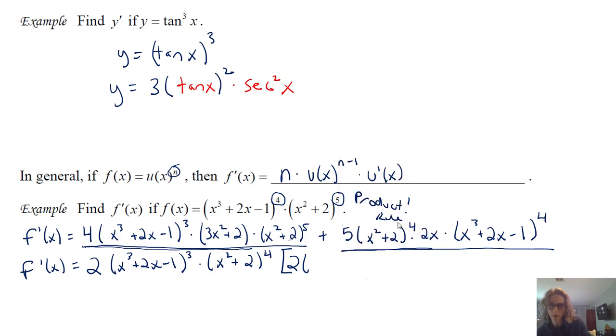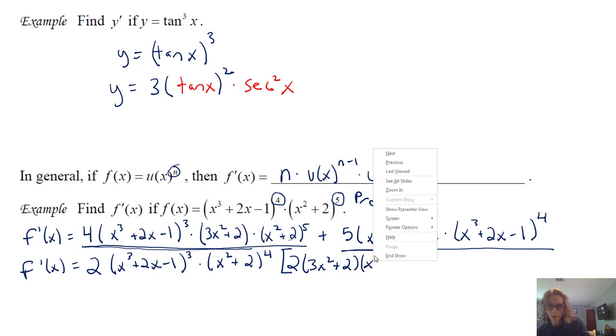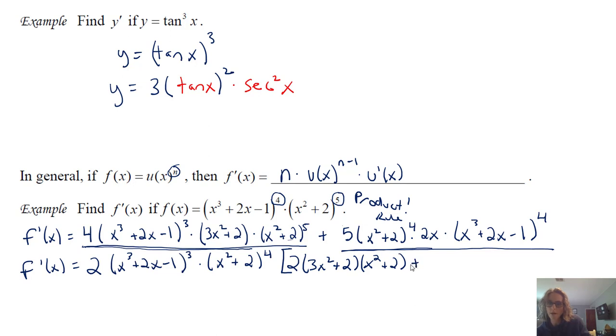Back to the ink. All right, so I took out the 2. I don't need that. I need the 3x squared plus 2. And then I do need 1 x squared plus 2. So x squared plus 2. Okay. From the second big piece here, I have the 5 and an x, and then I took something out to the 4th, so I'm going to have x cubed plus 2x minus 1. And that is what is left.